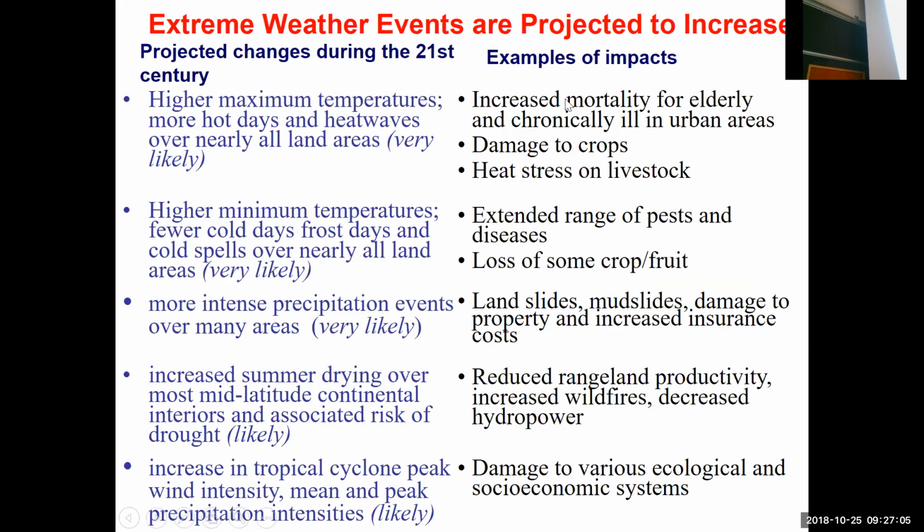What are some of the impacts? Increased mortality for the elderly and the chronically ill in urban areas. And we saw that from the heat waves in Chicago example. Damage to crops, heat stress on livestock. Okay. Less cold temperatures, changes in precipitation, more intense precipitation, greater drying in other places, and the various impacts, okay? So make sure that you read through those and you understand why those impacts or consequences go along with the projected changes.